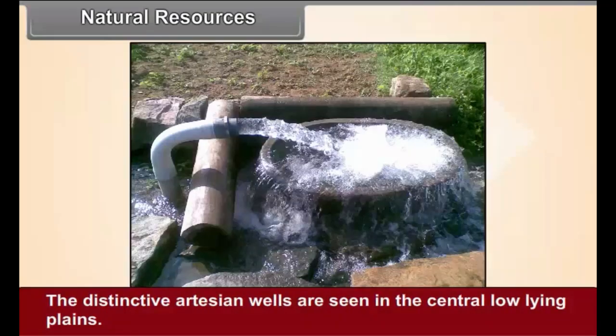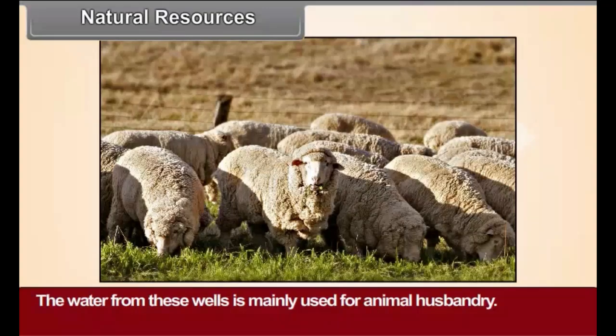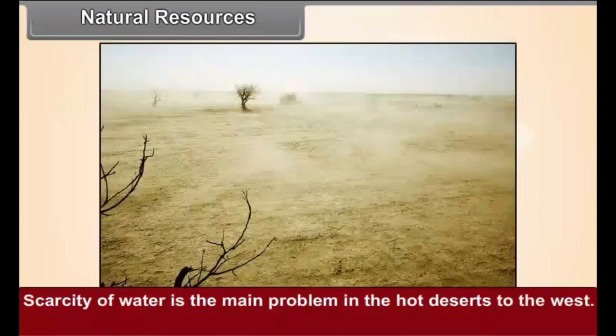The distinctive artesian wells are seen in the central low-lying plains. The water from these wells is mainly used for animal husbandry. Scarcity of water is the main problem in the hot deserts to the west.